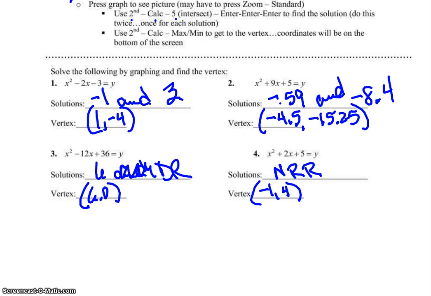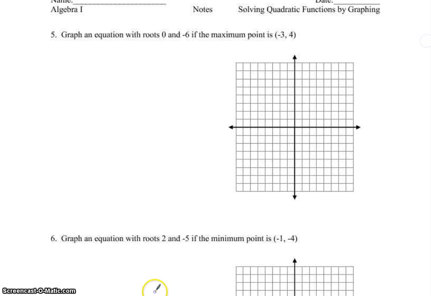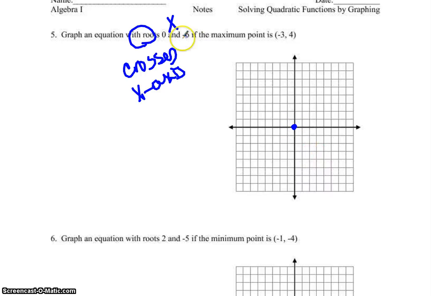Okay, going to the back of your handout. Looking at number 5, graph an equation with roots 0 and -6, and a maximum point is -3, 4. So your roots are going to be where it crosses the x-axis. Okay, this is the x value. So go to where x is 0 and you put a dot. That's a root. Go to where x is -6 and you put a dot. 1, 2, 3, 4, 5, 6. That's another root. Then you're going to plot this point, -3, 4. So 1, 2, 3 left, 1, 2, 3, 4 up.